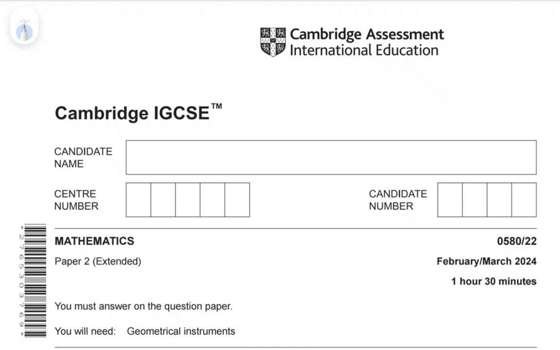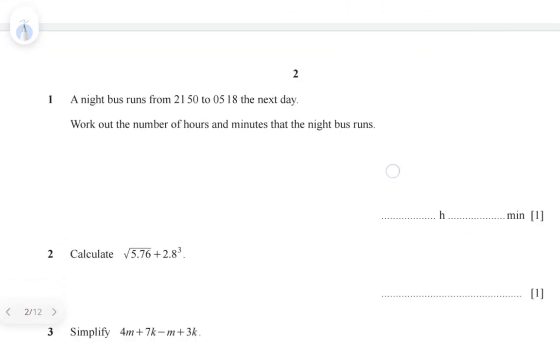Hey everybody, welcome back to another video of Tutoring with You. Today we'll be going through Cambridge IGCSE Maths Paper 2 Extended from February to March 2024. Let's take a look at the first question.